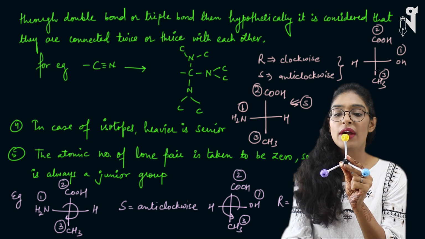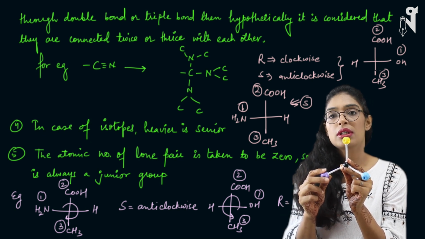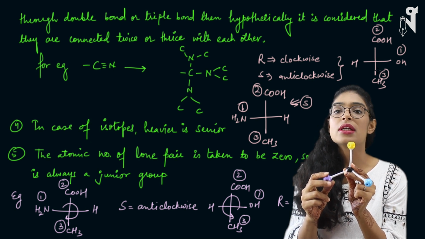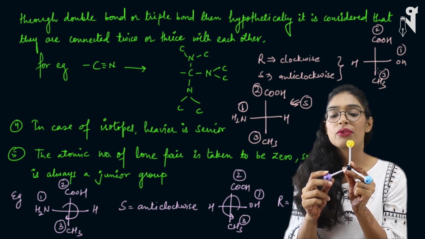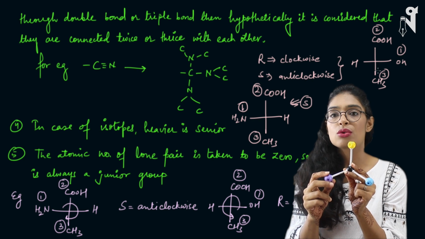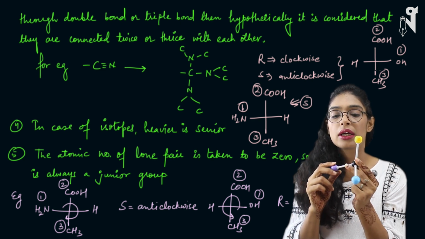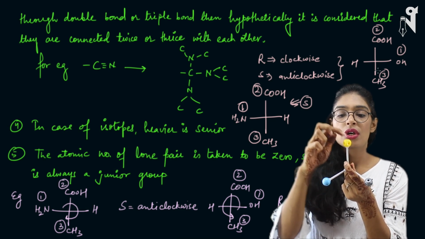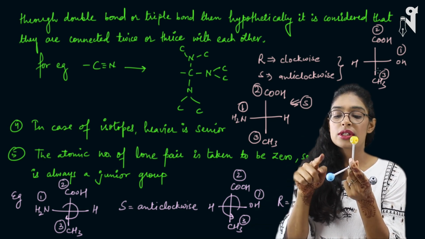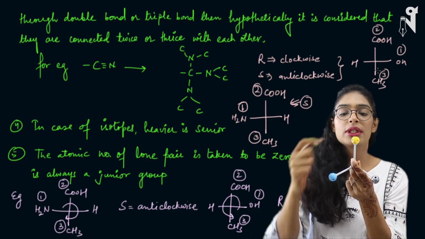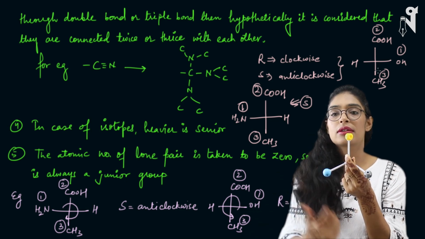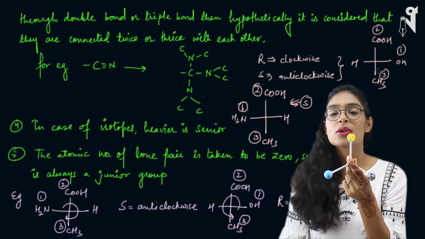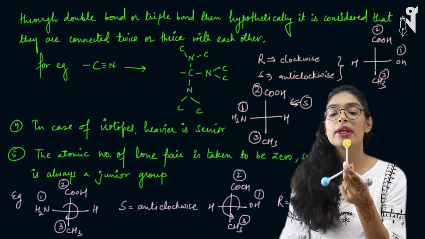Now what we have to do is again push the lowest priority group. Which one is the lowest priority group over here? Hydrogen is the lowest priority group. So we'll push it at the back. Now what do we have? We have COOH, we have CH3, we have OH. So this is 1, this is 2, this is 3, like this. What is the rotation over here? The rotation is clockwise. So that means the configuration for this molecule is R.